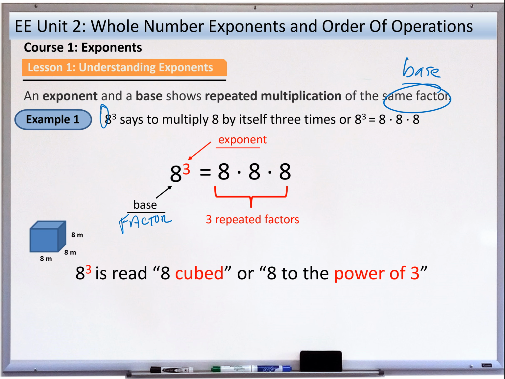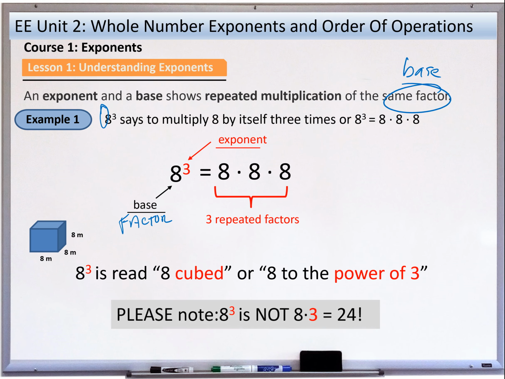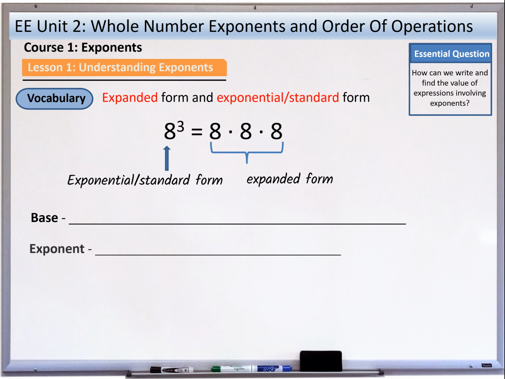As I mentioned earlier, 8 to the third power is read 8 cubed, or 8 to the power of 3, or you can even say 8 to the third power. However, please note, 8 to the power of 3 is not 8 times 3 equals 24. A lot of people make that mistake. As a matter of fact, that's the most popular mistake, if you will, made with exponents. 8 to the power of 3 does not mean 8 times 3. It means 8 times 8 times 8. Yep, that's it. All right.